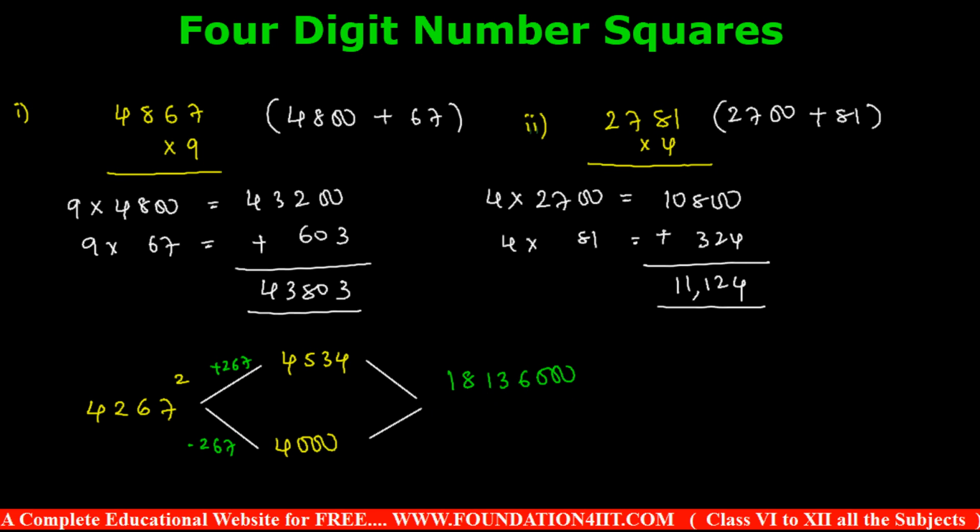Next, the method we learned previously: we add the square of that plus or minus number. That is, 267 square we should find out. We add this, and the total is the square of this number. This is the previous 4534 into 4 with 3 zeros attached.